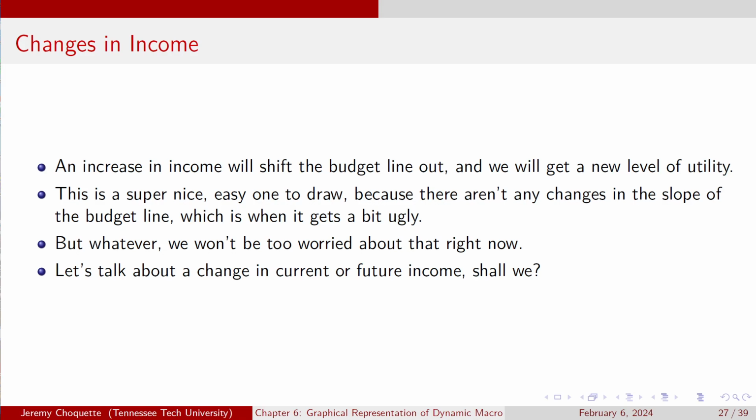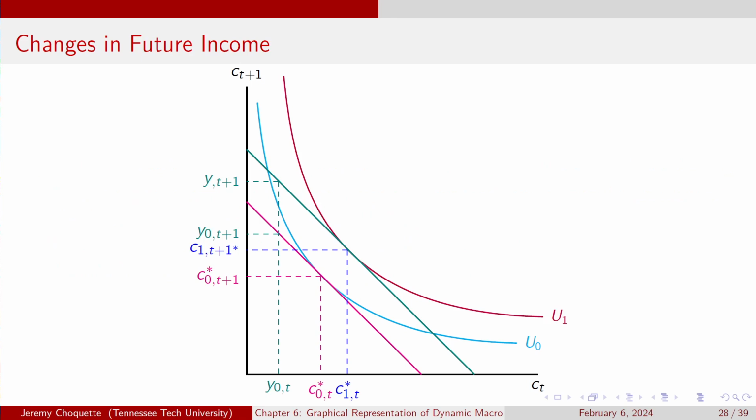This is a really nice one to draw. There are no changes in the slope of the budget line. And that's when the stuff really gets ugly. But again, I'm not really too worried about that right now. So let's talk about a change in current or future income. Let's say there's a change in future income. What happens? Well, current income stays the same, right? It's not moving anywhere. So what happens is we move from our initial future income to our new future income. And we get something like this here.